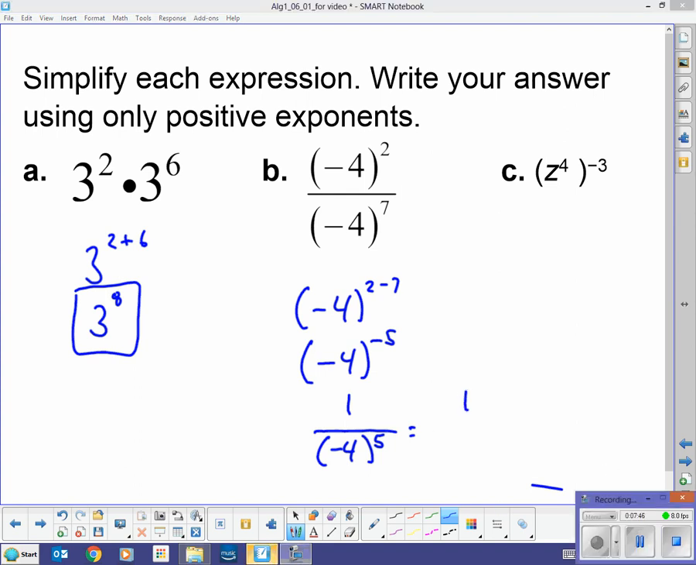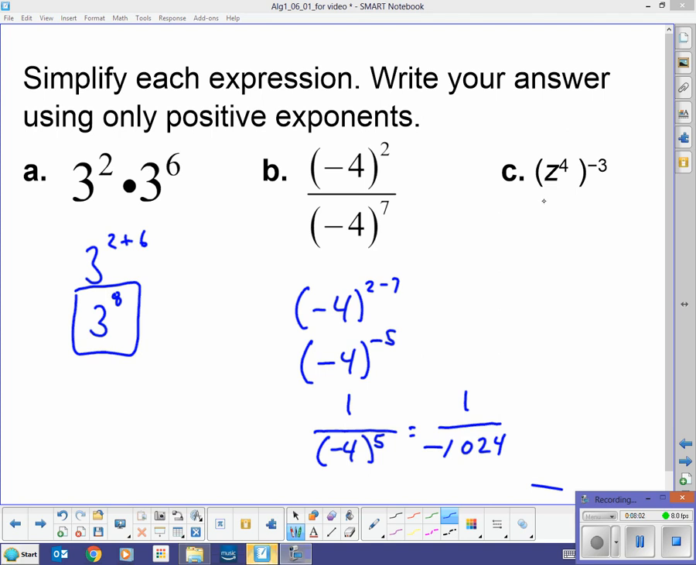and then this will be simplified as 1 over 1024. But remember, I have a negative base with an odd exponent, so this thing is going to be negative, or the whole thing is negative.